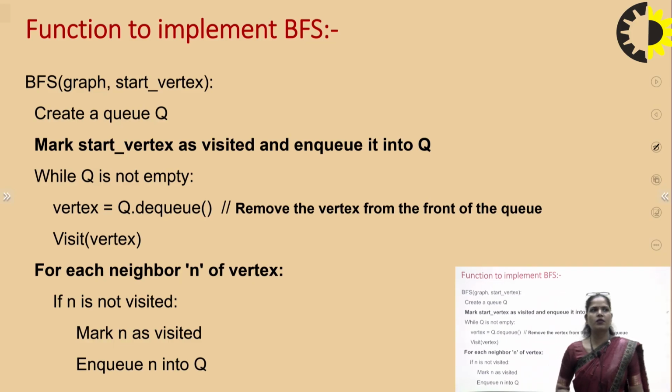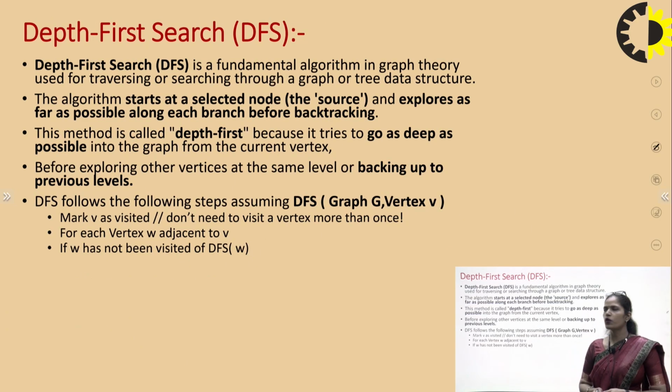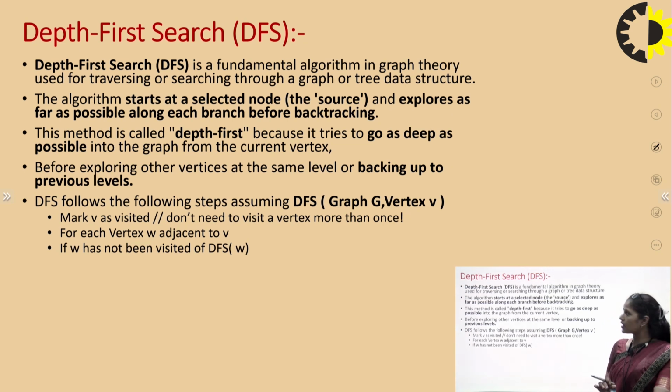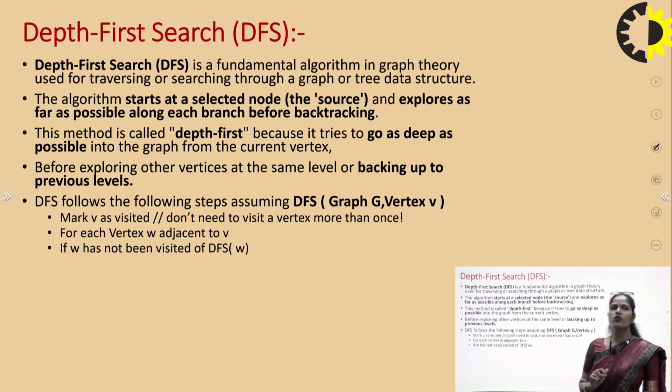So next we will move on to the next approach of traversal, that is DFS. DFS is nothing but depth first search. It is a foundational algorithm used to traverse the graph depth wise, right? So it starts from a selected node and explores all the possible nodes, that is the possible depth of the graph. This method is called depth first search because it goes as deep as possible into the graph from the current node to the last node.